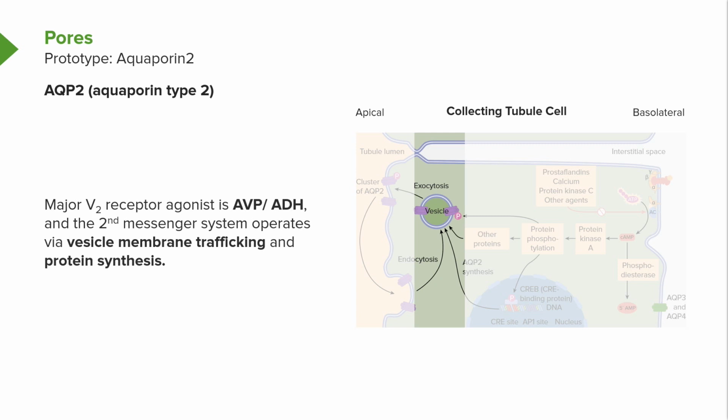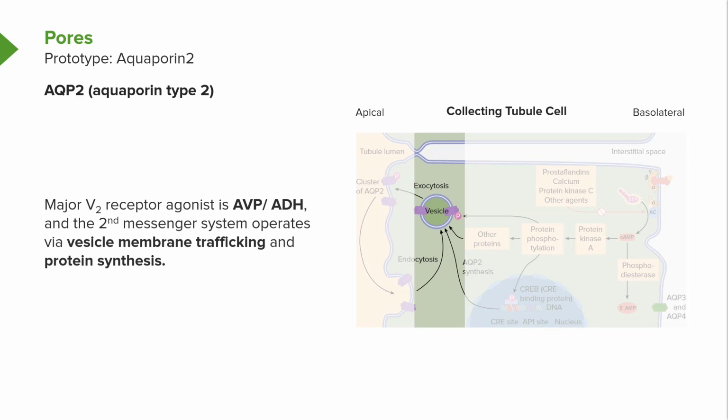In response to a stimulus, in this case antidiuretic hormone, also known as arginine vasopressin, you signal these vesicles, which have aquaporins in them, to fuse with the membrane on the apical side of the cell. So how you regulate this is you bud and insert this particular vesicle into that apical membrane, and that increases the density of transporters.